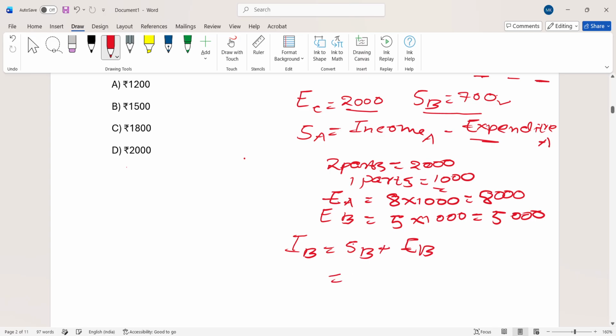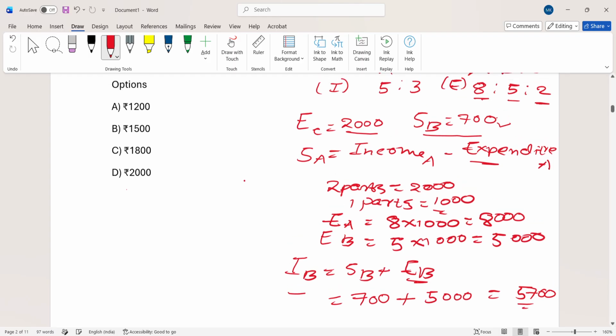Savings of B plus expenditure. In the question, savings of B is clearly mentioned as 700 rupees, plus expenditure of B. Expenditure of B is 5000. So totally how much, guys? 5700. So 5700 is the income of B.